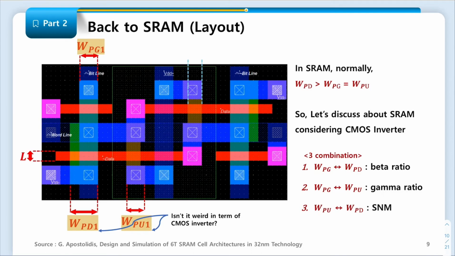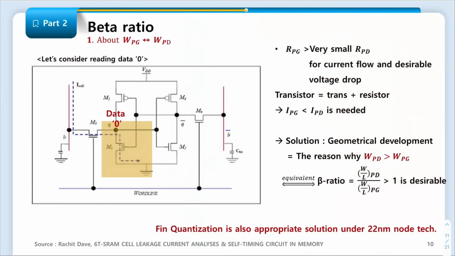Moreover, as there are 3 transistor widths in SRAM, I'm gonna talk about each of the 3 combinations. This and this, this and this, and this and this. Totally 3 combinations can be made and 3 kinds of concepts will be discussed together. This is one of the 3 combinations, and the beta ratio concept.